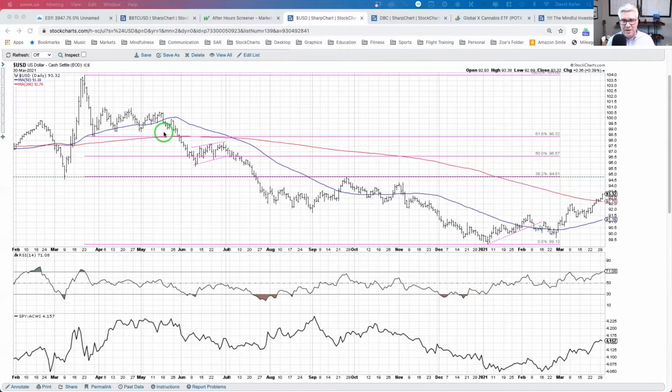Look at how the character of this chart changed, though, from a downtrend in 2020 to an uptrend in 2021. You made a transition from lower highs and lower lows, a confirmed downtrend, to higher highs and higher lows, a confirmed uptrend. So Dow theory would tell you that we've gone from a bearish dollar to a bullish dollar. So things have definitely changed.